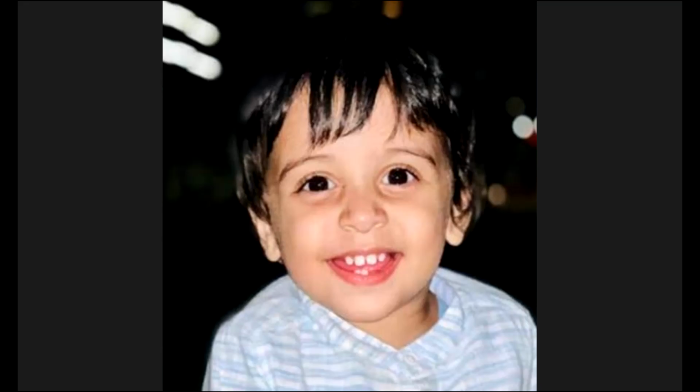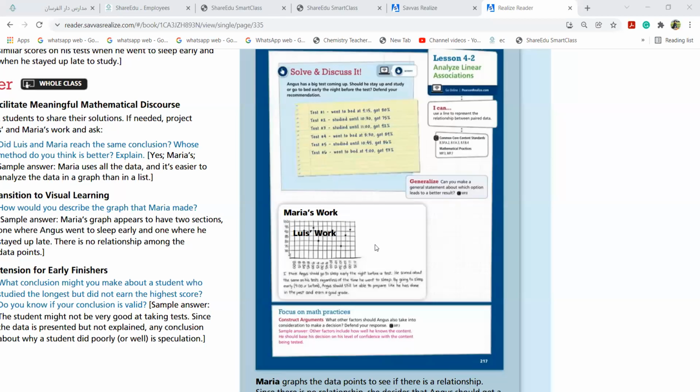So grade 8 girls, please turn to page number 217. Come on, 217, Talin. Page 217, we'll start with the lesson, analyze linear associations.